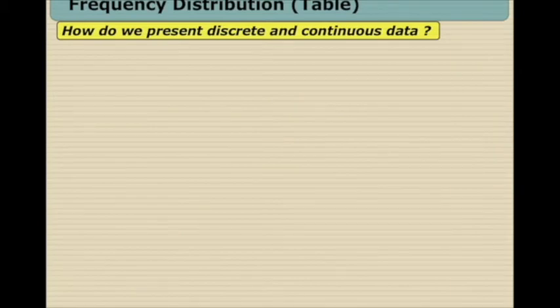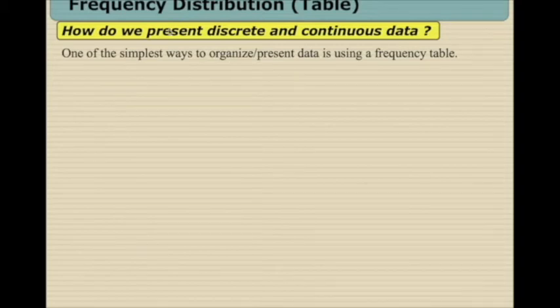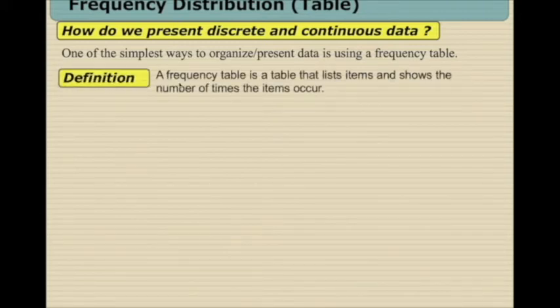Then, knowing the type of data, how do we present the data? That will come next. This is actually very common. I'm sure you have come across this before. We can present our data using a frequency distribution table. And that's the simplest way to present the data. What is this? It's basically a table that lists all of the items and shows the number of times the items occur. That's a frequency distribution table.